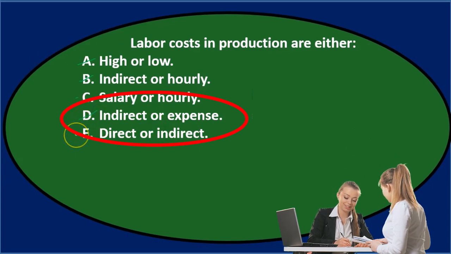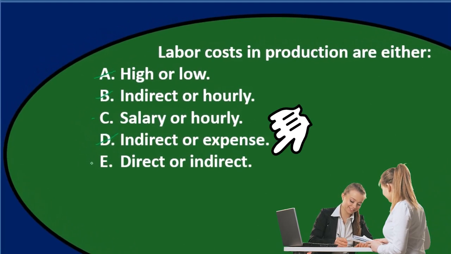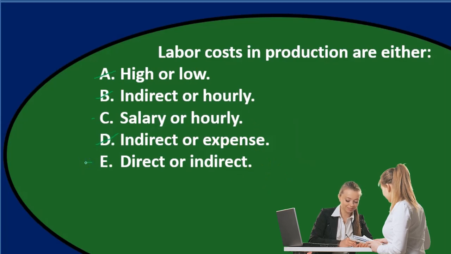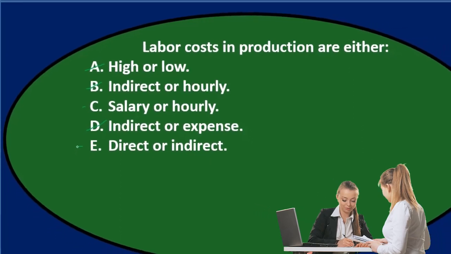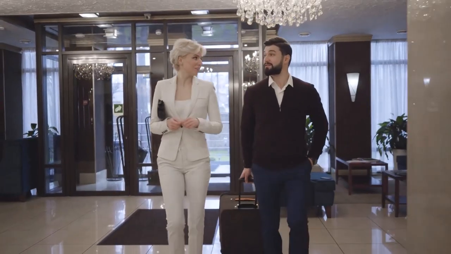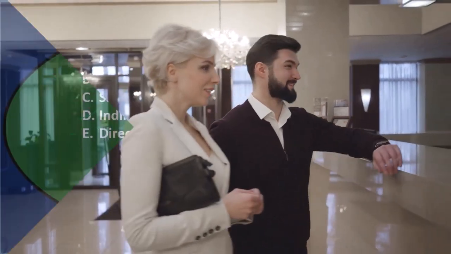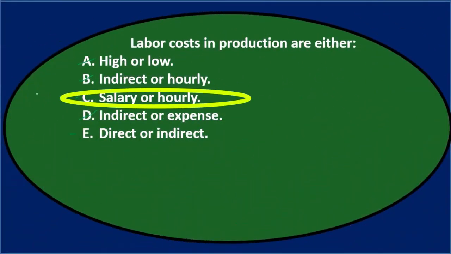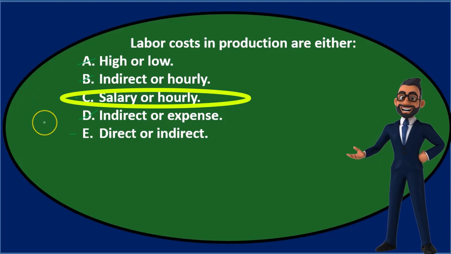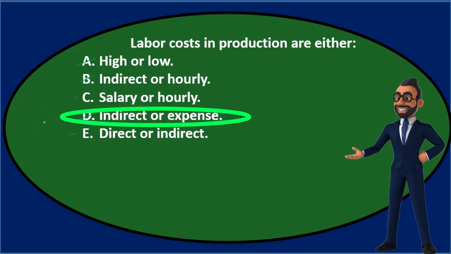And then E says direct or indirect. Again, those two terms kind of ring together. Those are two terms that sound like they go together. So I'll keep that. We're at C and E. So let's go through this again. We're going to say labor costs in production are either C, salary or hourly, or E, direct or indirect.